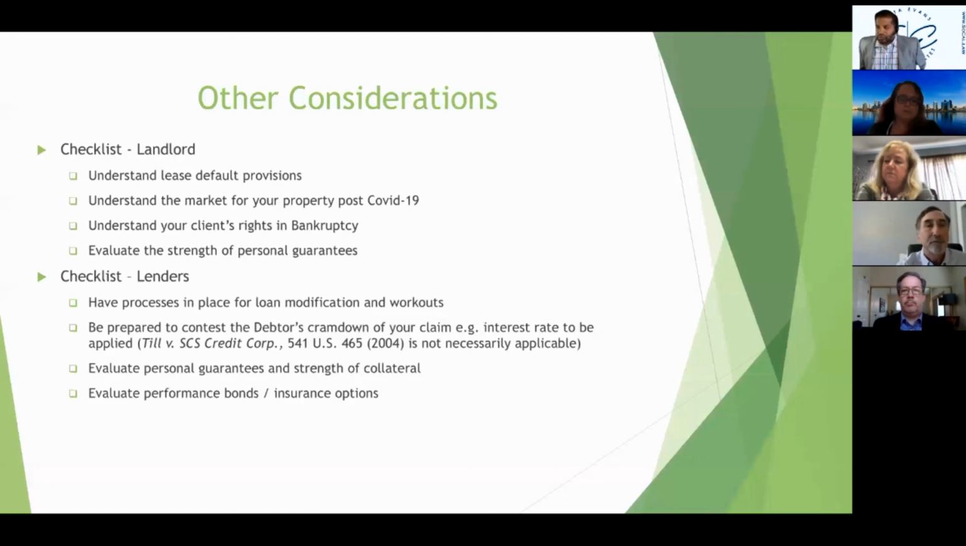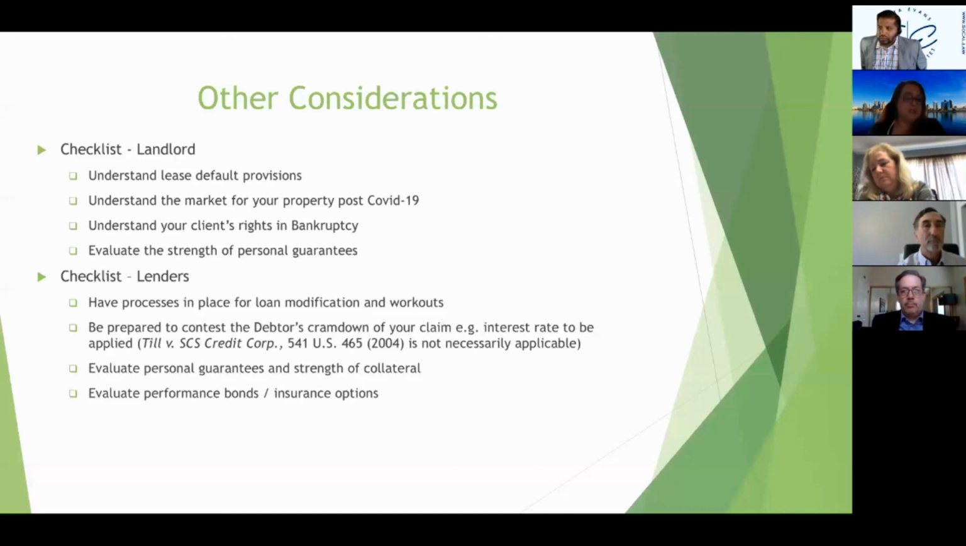And the last question is from Athalia Magana. This is, I guess, to Kit. Can you, or Kristen, can you briefly describe the difference between consensual and non-consensual plans? Well, a consensual plan is where all classes of creditors have voted in favor of the plan. And a non-consensual plan, simply put, is where you have one or more objecting classes of creditors that have not voted in favor of the plan.